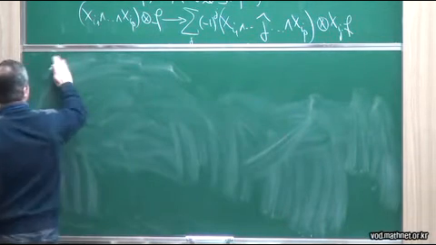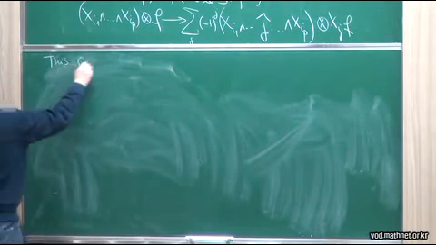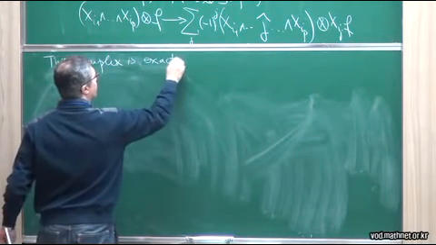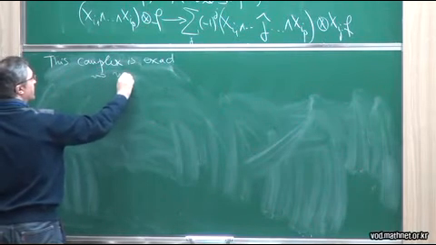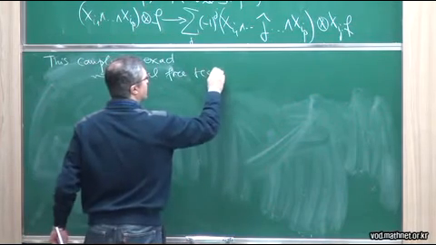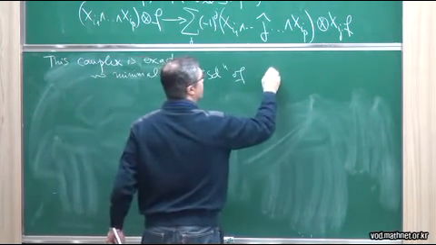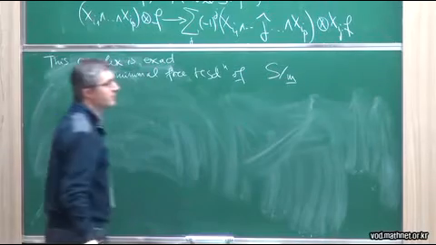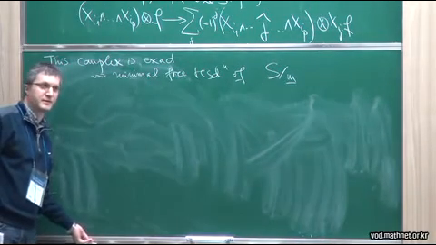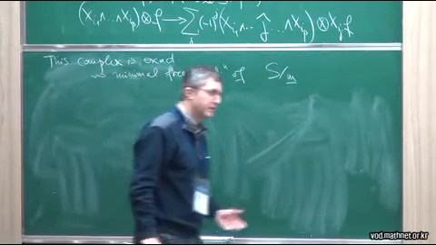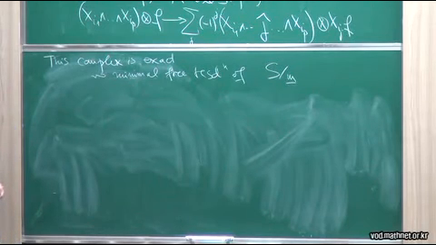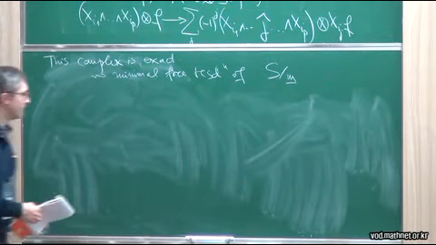Anyhow, this complex is exact. So we have a minimal free resolution of S over M. I don't know if I mentioned, but free resolutions are unique up to isomorphism. So when we speak about free resolution, we mean the minimal free resolution, if we don't care about the maps, if we just care about the factors in the resolution.